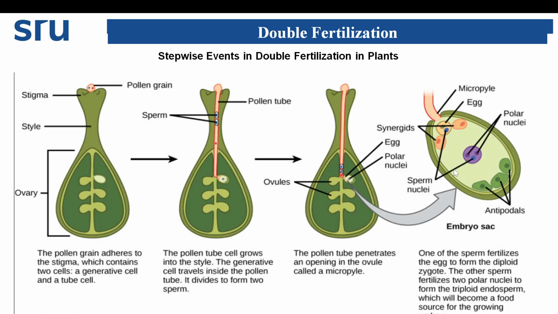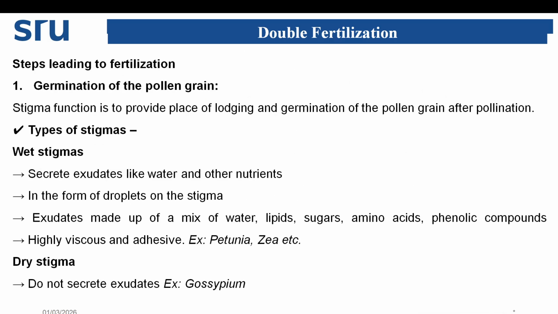So integuments mean this outer line, the outer cover. This is called the integument. Now, steps leading to the fertilization. So first, germination of the pollen grain.